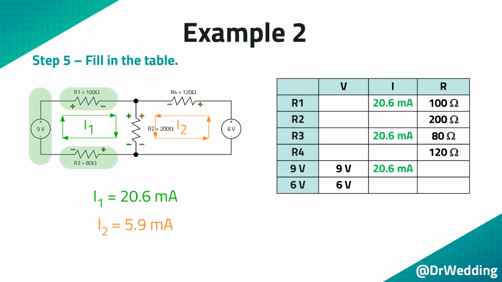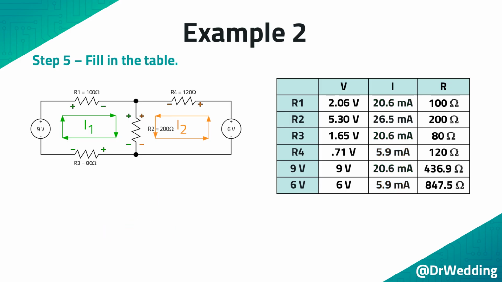I1 is the total current from the 9-volt supply and the current through R1 and R3. I2 is the total current from the 6-volt supply and the current through R4. I1 and I2 are going through R2 in the same direction, so the two currents are added together. Finally, Ohm's law will give you all the remaining values. This is the complete solution for this circuit.